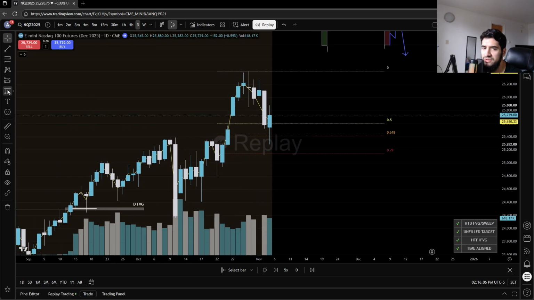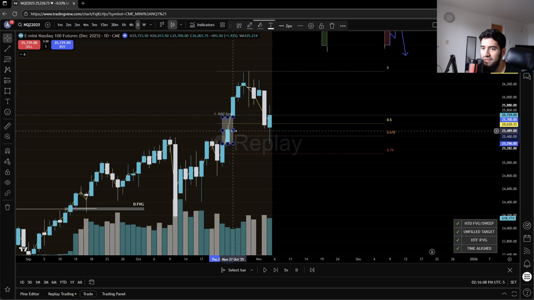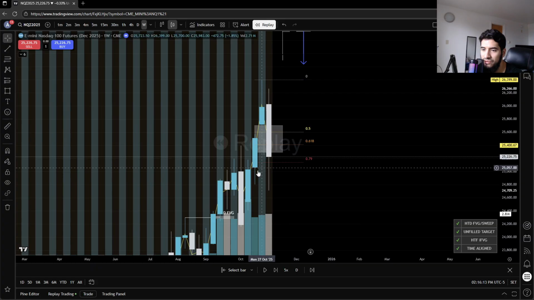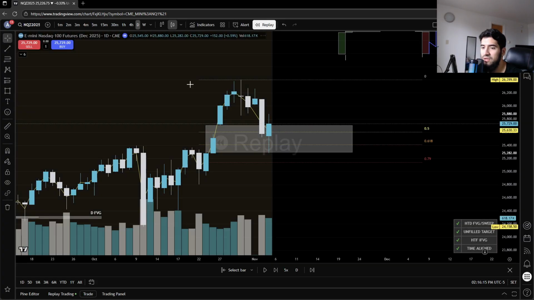So what do we see here? We see that there's a daily fair value gap that also aligns with this new week opening gap. If you go on a weekly time frame, you also see that there's a weekly fair value gap in this leg, right? So now we have two fair value gaps all in here, high probability.